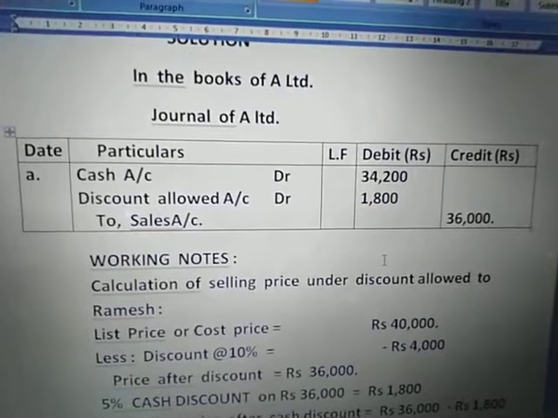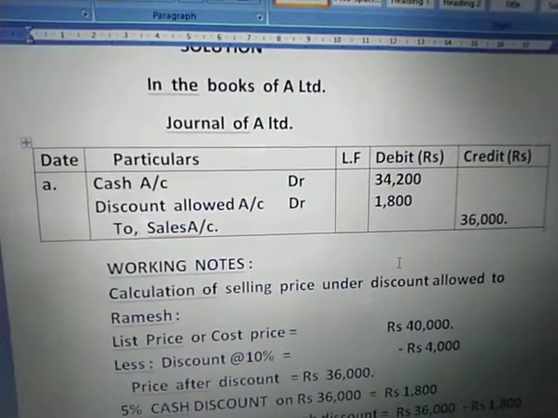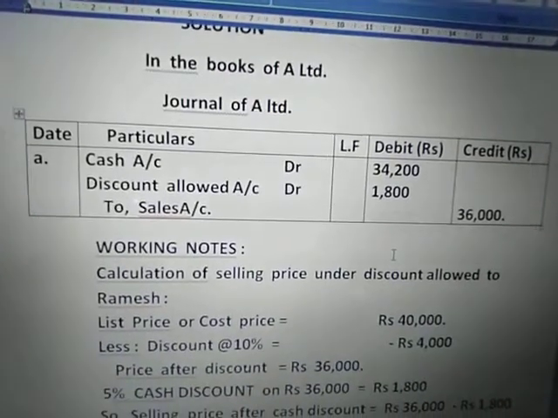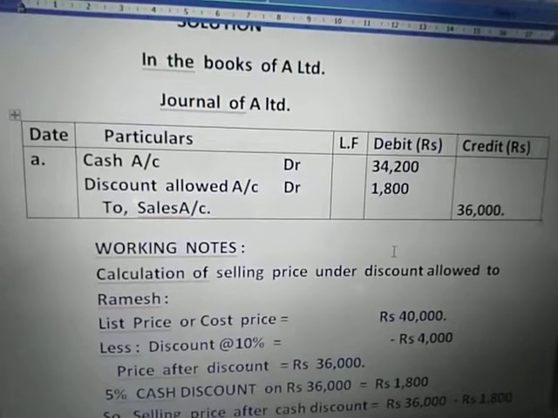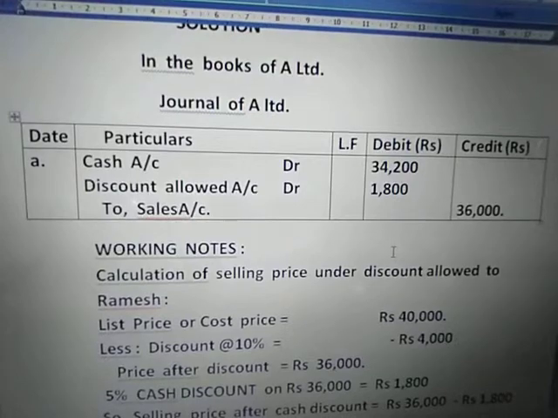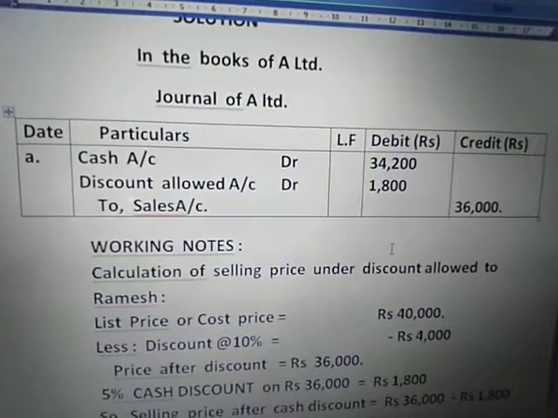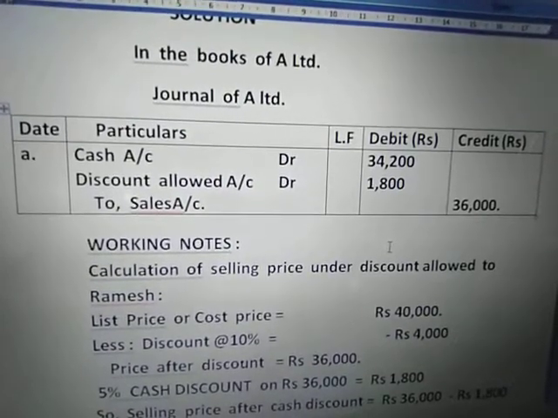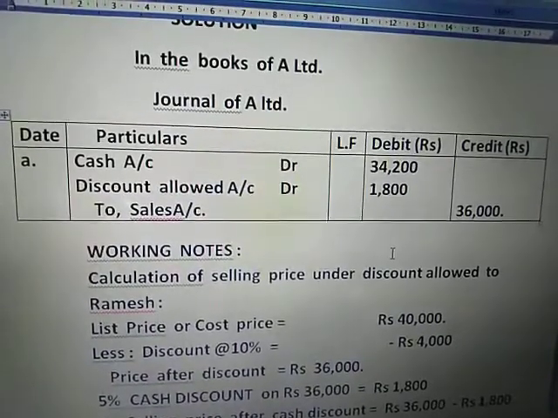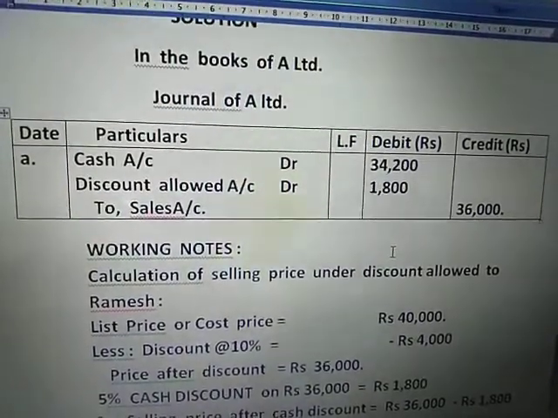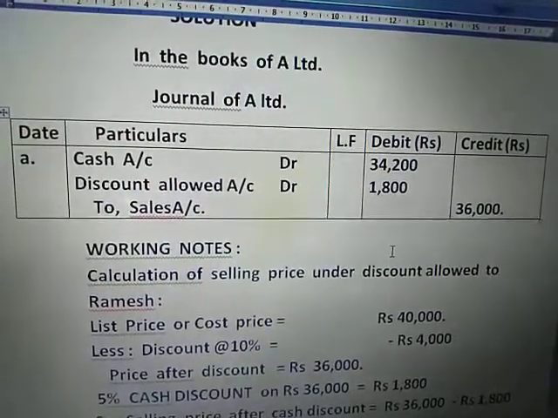Now see here, cash we are going to receive, as I told you, is 34,200. This will be the cash payment which we will receive. Now discount allowed: the final cash discount only will be recorded here, so 1,800. Then sales amount was 36,000. This 36,000 was after we deducted the 10% discount. So if I add up 34,200 plus 1,800, it gives us 36,000. So both the debit side as well as the credit side remain equal.